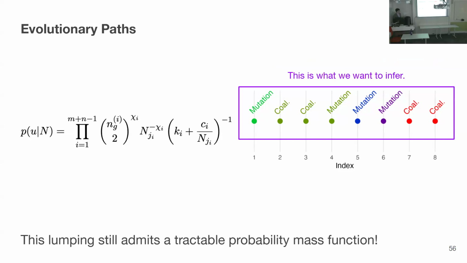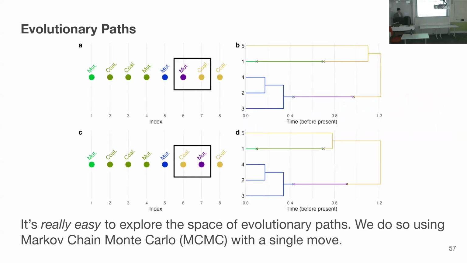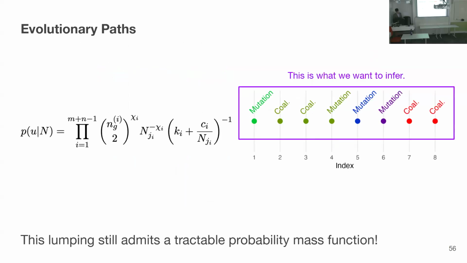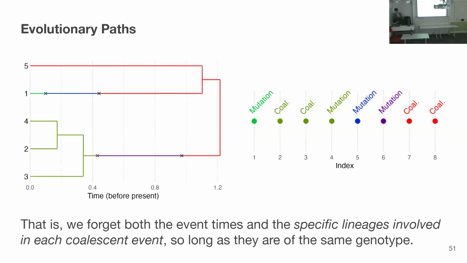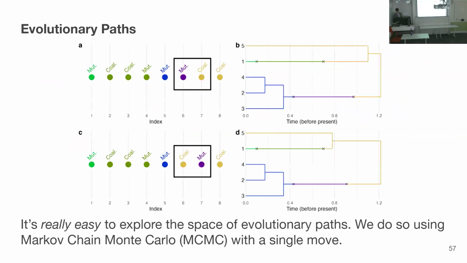And that is the space over which we wish to conduct our Bayesian inference. The punchline here is that while conducting inference over the space of trees that look like this is very hard, as we stated, a combinatorially large space, conducting inference over these sequences of mutations and coalescences is in fact very, very easy. It's so easy that we can explore this space with a single Markov chain Monte Carlo move. In case you're not familiar with MCMC, this is an algorithm for doing Bayesian inference over a given space that involves perturbing the state such that you generate a Markov chain whose stationary distribution is equal to the posterior distribution that you wish to sample.